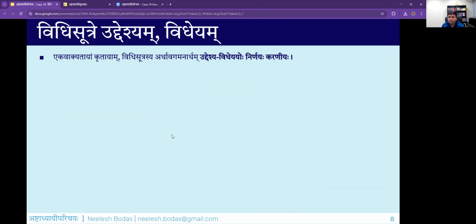Again, extremely basic but highly ignored, highly overlooked concept. You will not learn about uddeshya and vidheya unless you learn really high level grammar texts. But I think that's not the place to learn uddeshya and vidheya. It should be right in the beginning. So ekavakyatayam krutayam विधिसूत्रस्य अर्थावगमनार्थं तस्मिन् सूत्रे विद्यमानस्य उद्देश्यस्य विधेयस्य च निर्णयः करणीयः.